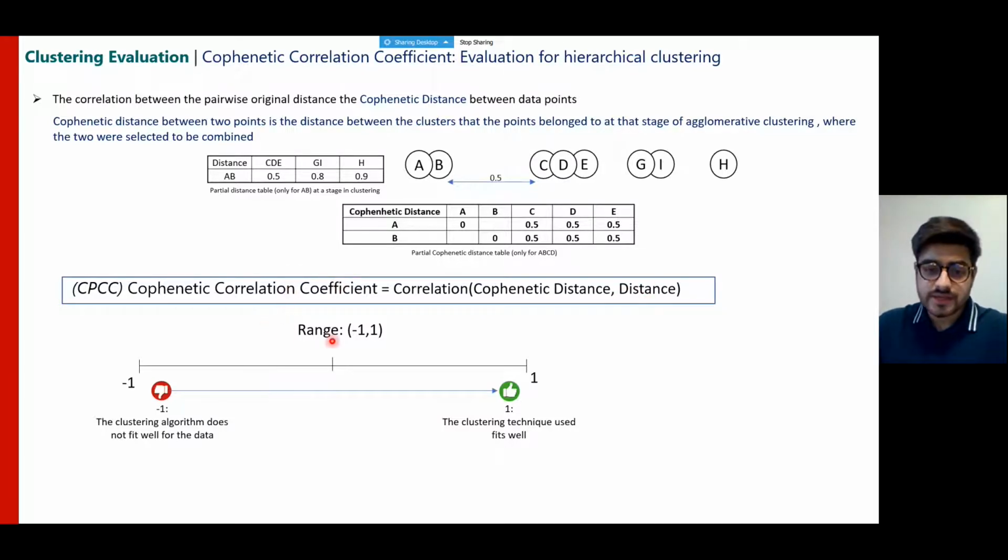The range of this metric is between -1 and 1 because it is a correlation coefficient, but more often than not, you'll see that the value lies between 0 and 1, because it is a correlation between two distances which kind of use each other, because original distances are used in agglomerative clustering to find the distance between points, and thus Copernic distances are somewhat related to it. So we mostly see values between 0 and 1. Now, a negative value or a value near 0 would mean that the clustering does not fit the data well, and a value closer to 1 would mean that the clustering technique used fits the data really well.